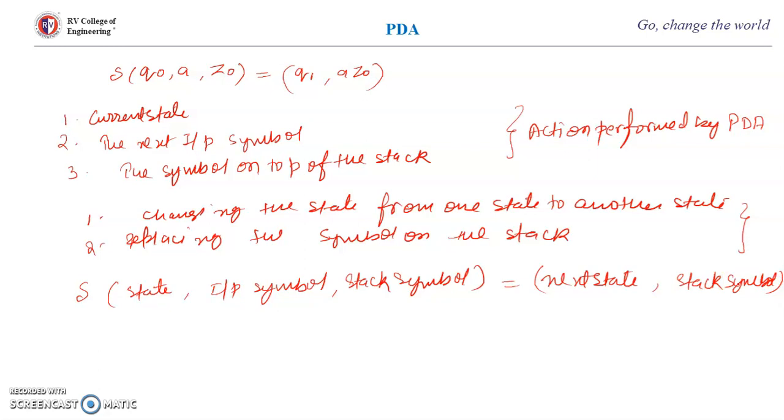So this is how a transition function should be defined for a PDA. Okay, so now there are two ways to represent a PDA: the transition function notation or the graphical representation. The two ways are the transition function, that means delta, using delta notation.